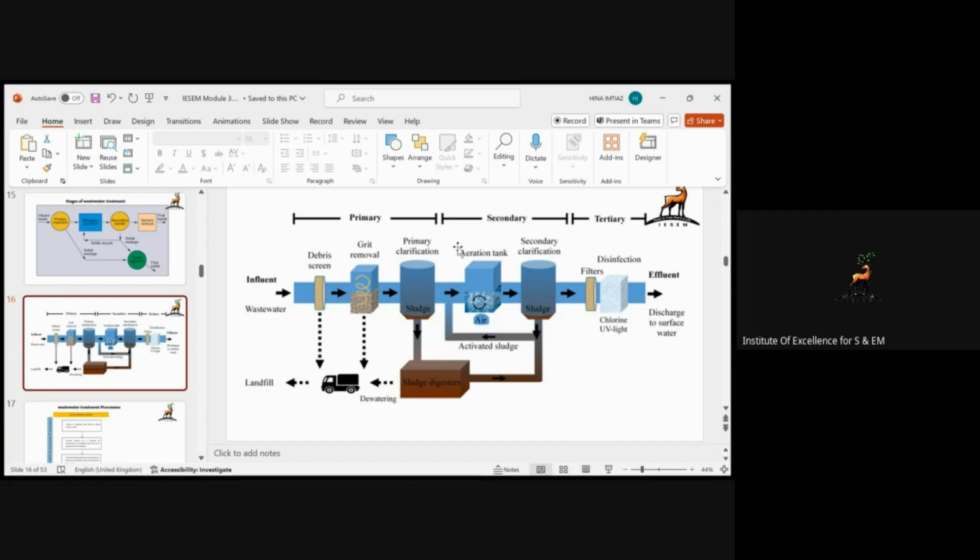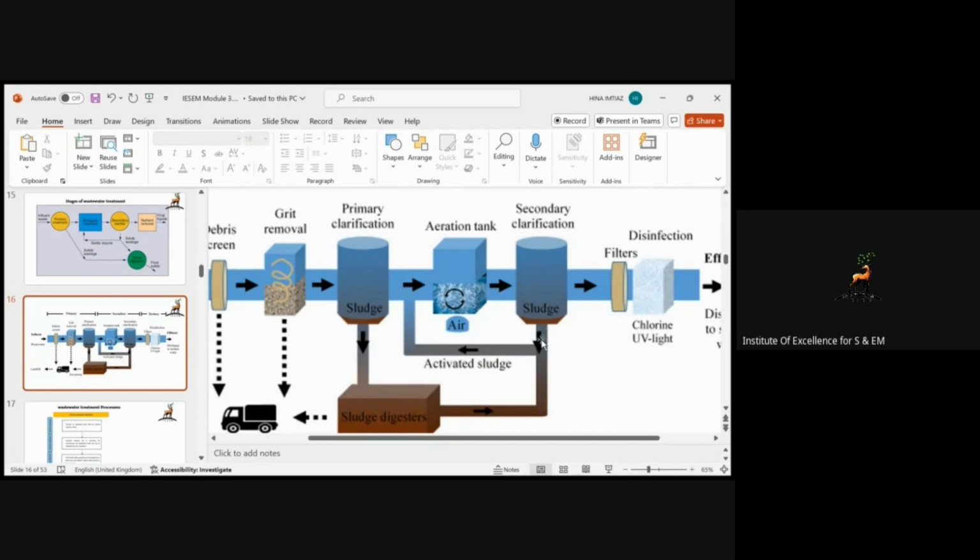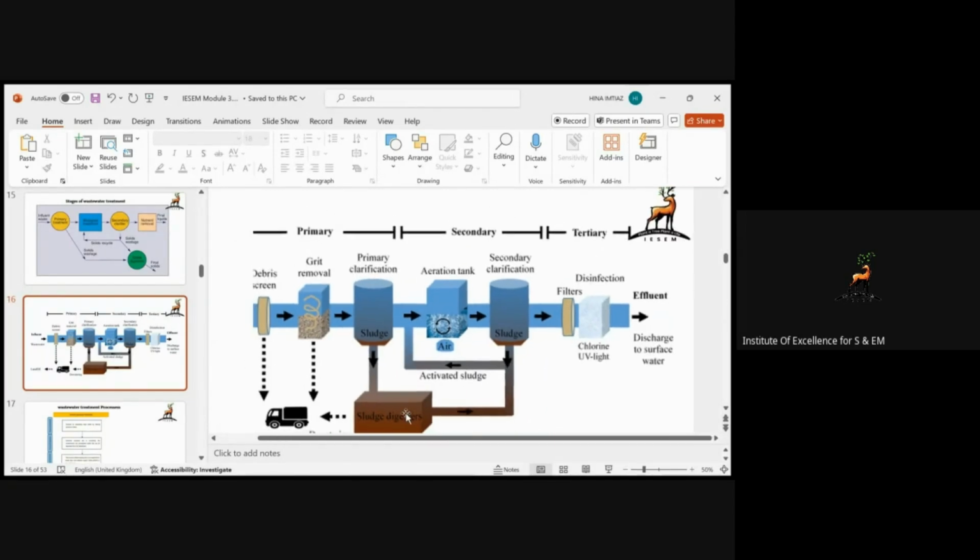In the secondary treatment, here is the aeration tank. Air is introduced into the aeration tank, and the microbes act on the wastewater and degrade it, or decompose the toxic compounds into simpler ones, so that there is no harm to the environment. And that is the secondary clarification tank. Here again is the production of sludge. You can see the sludge is produced in both the primary and secondary clarification tanks, and that sludge directly enters the sludge digesters.